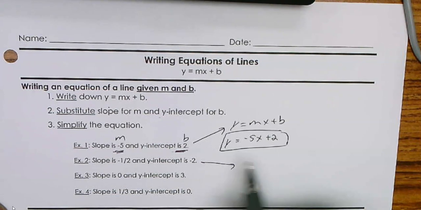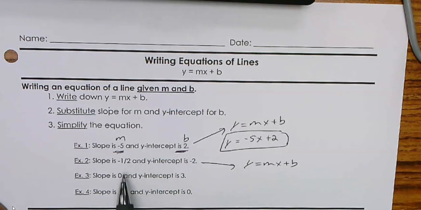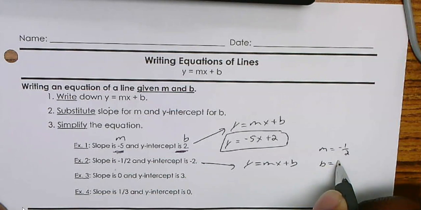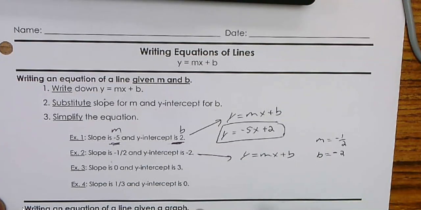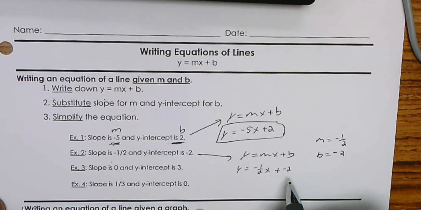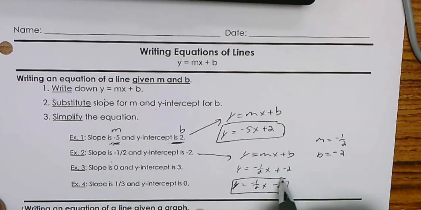Here's another. In this case, I'm going to start off with y equals mx plus b. I'm going to substitute my slope is -1/2 and my b is -2. So the equation should be y equals -1/2x plus -2. Or even better, y equals -1/2x subtract 2. You could say plus a negative or just subtract.